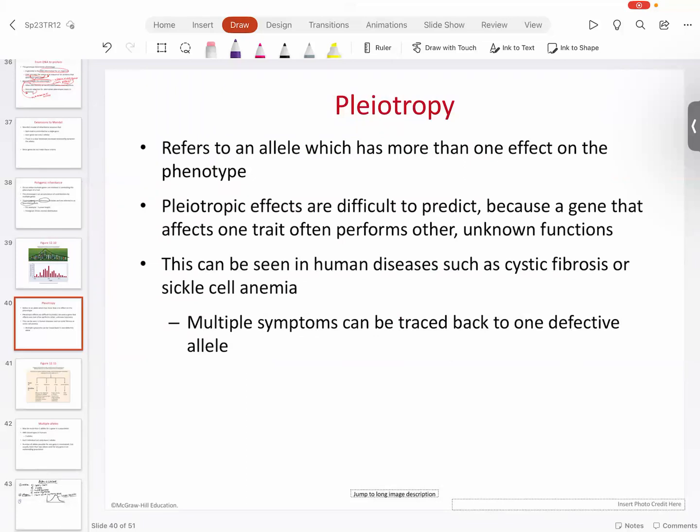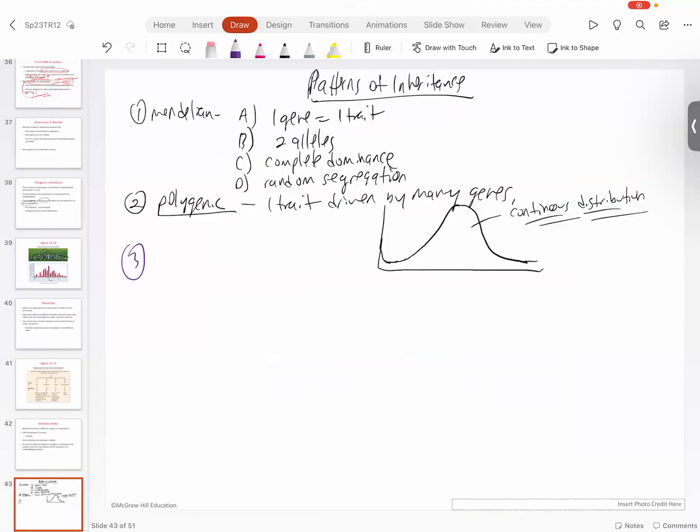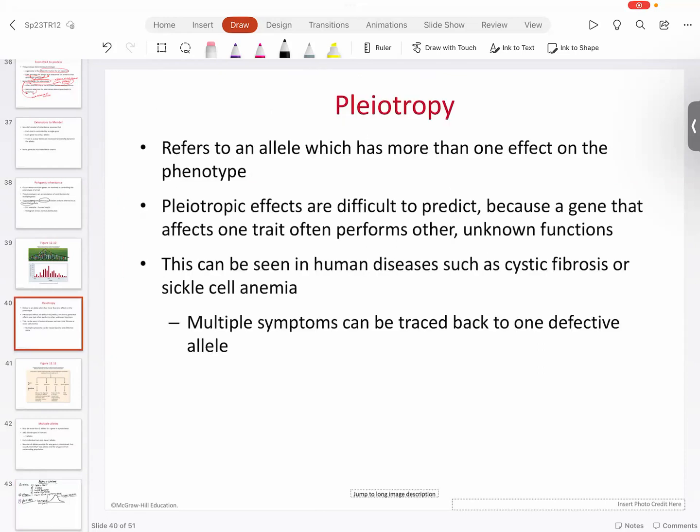The next one, which is still a violation of Mendel, the first criteria of Mendel, right? 1 gene, 1 trait, is pleiotropy. So when we take a look at pleiotropy, it is a situation where you have 1 gene which controls many traits. Now, generally speaking, with pleiotropy, it's usually a disease gene that you're looking at.